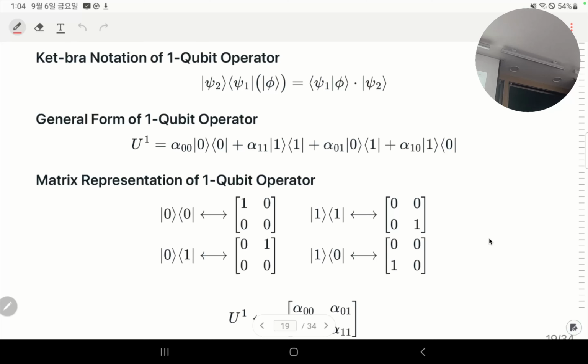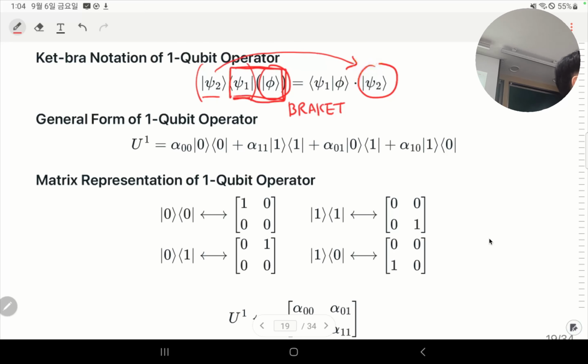So it's easy. Ket-bra, this is ket and bra. If you combine them, this entire thing is the operator. And if you feed a ket to an operator, you get a bracket here, right? That's the bracket. And what is the bracket? It's a number. So your number is multiplied with the remaining ket. This ket coming from here is a ket. So basically, ket-bra notation gives you a map between kets and kets.